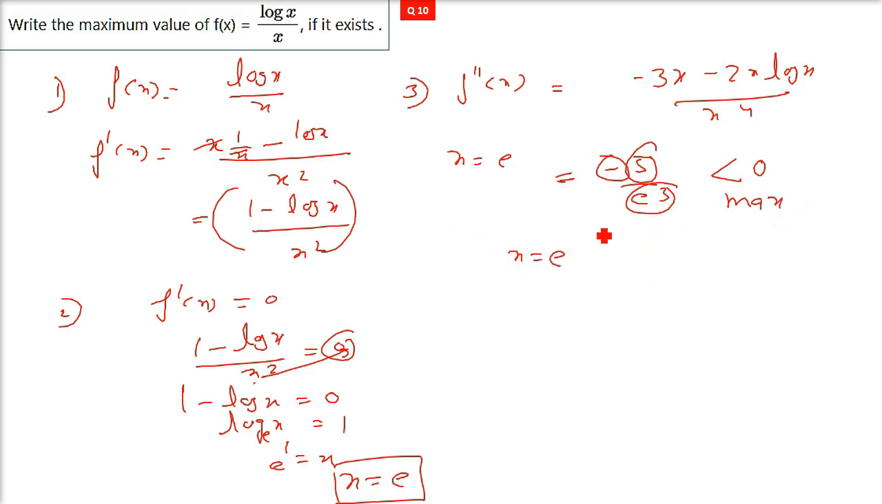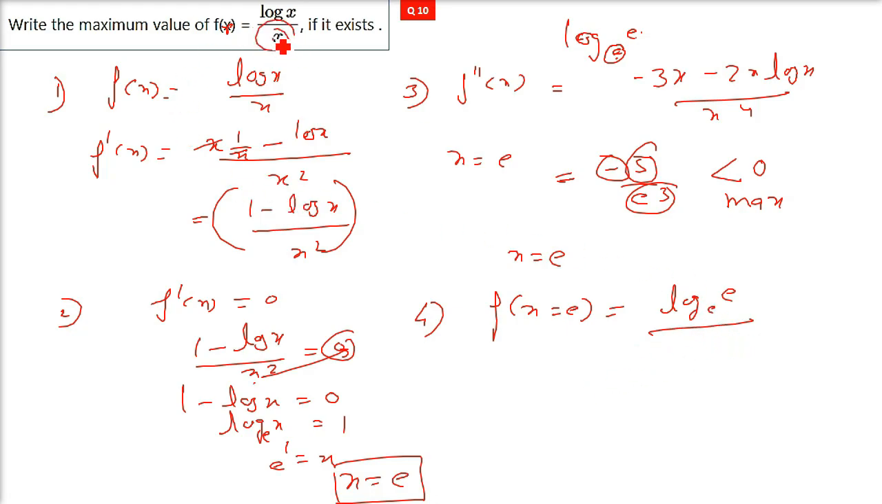Negative is less than 0. So at x equals e, you have to find the value of the function, which is the maximum value, that is f(e). So log e divided by e. Please remember, if the base and the value inside the log are the same, it is going to be 1. I hope this is very clear to you. So log base e of e is 1, the numerator becomes 1, and the denominator has e, so it's 1 by e. That's your final answer, f(e).